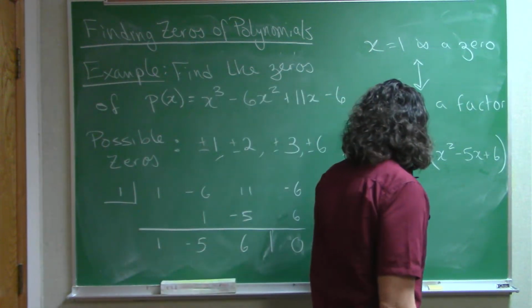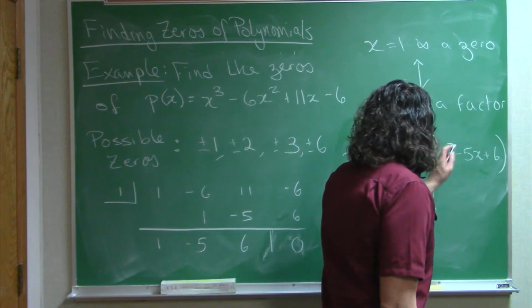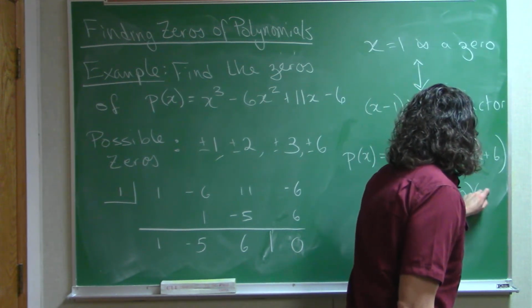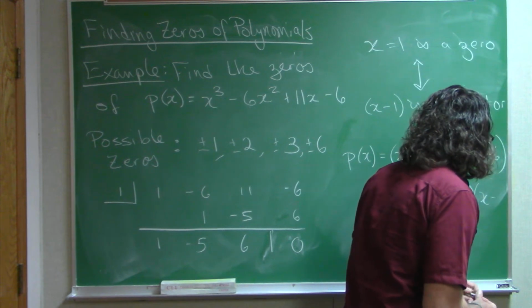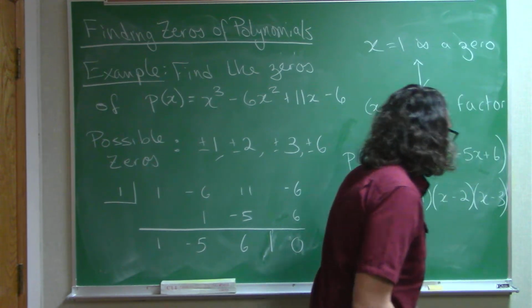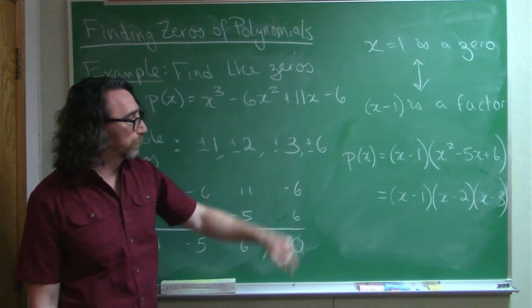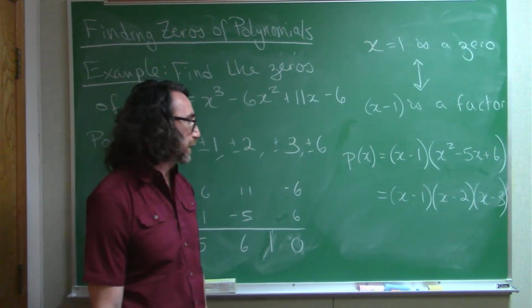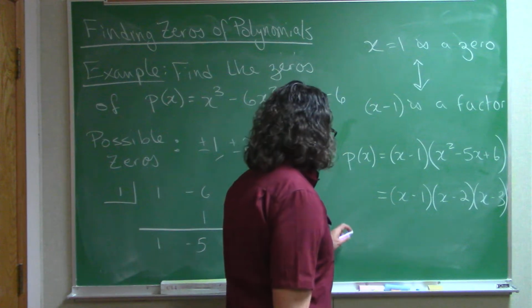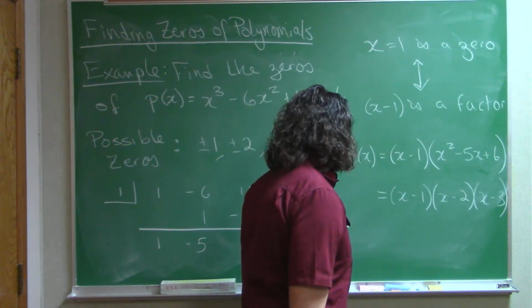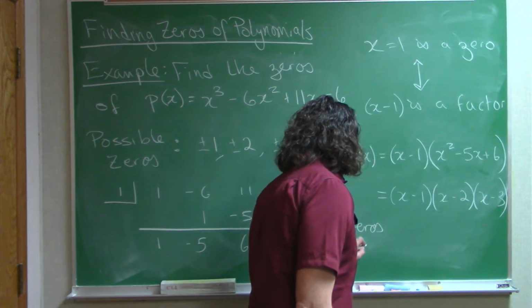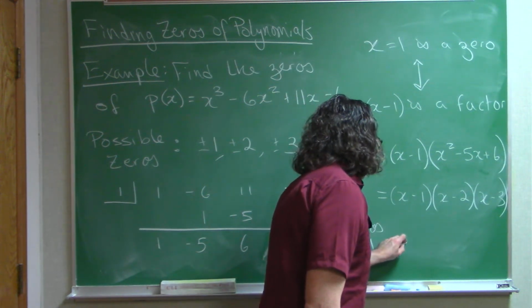Right, so not too difficult there. I think it's x minus 2, x minus 3. All right, that quadratic polynomial factors into x minus 2 times x minus 3. So a list of the zeros of this polynomial, x equals 1, 2, and 3.